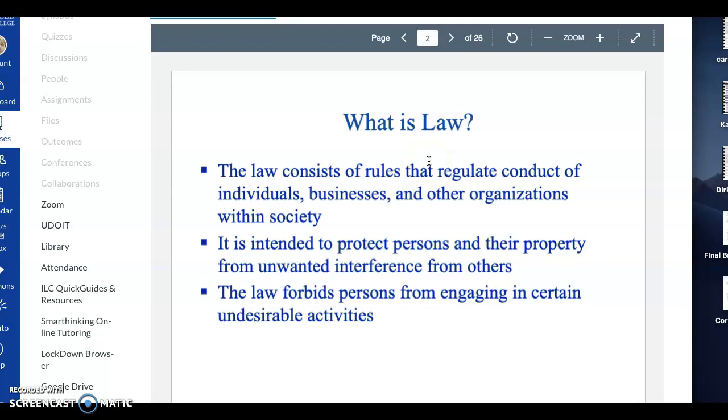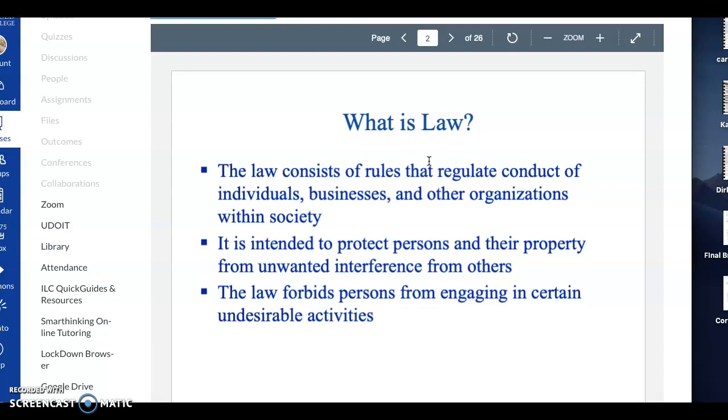So we start by asking the question, what is law? Law consists of rules that regulate conduct for individuals, businesses, and organizations. In this particular class, we're going to talk about laws that regulate society, criminal law, tort law. We're going to look at individuals, as well as jumping into contract law, corporation law, and business law in general, for those of you, most of you that are business majors. It is intended to protect people and their property from unwanted interference of others. And I'm sure many of you have examples of that.